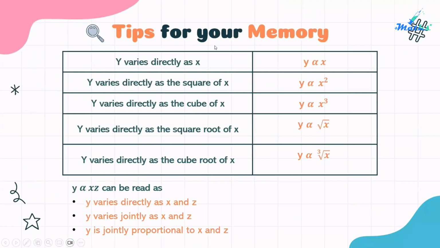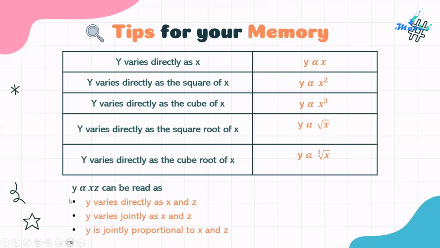Okay, here are some tips for your memory. This is y varies directly as x. This is square of x. And this is cube of x. This is square root of x. And this is cube root of x.